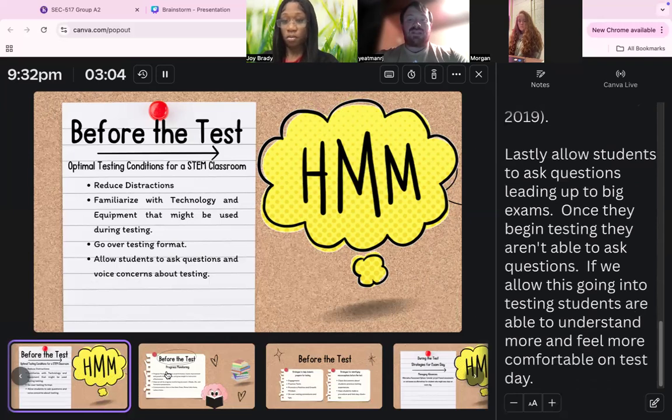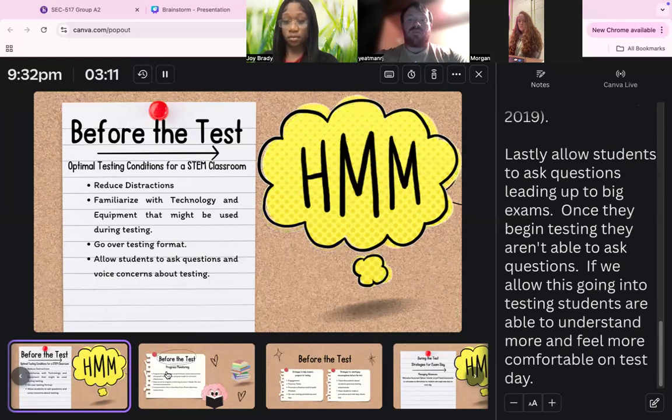Lastly, allow students to ask questions leading up to big exams. Once they begin testing, they aren't able to ask questions. If we allow this going into testing, students are able to understand more and feel more comfortable on test day.